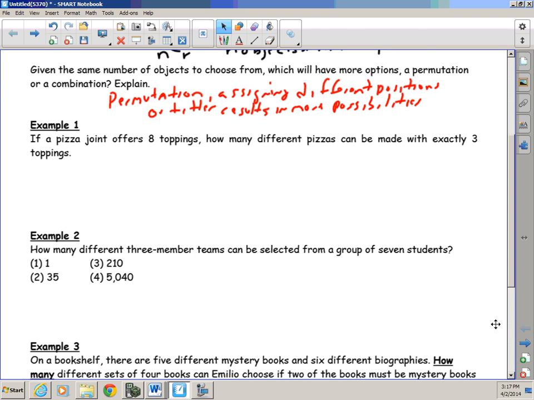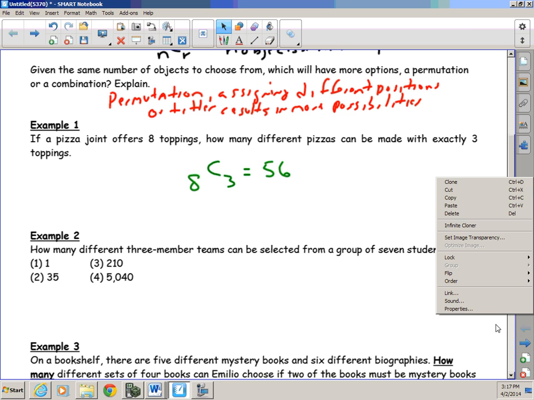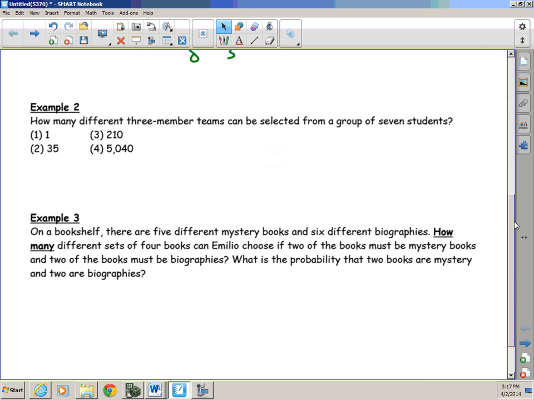Okay. So a pizza parlor offers 8 toppings, and I want 3 toppings on my pizza. How many different ways can I do that? Well, hopefully you recognize that that's a combination, because it doesn't matter what order the toppings go on. It's just that you want those 3 toppings. A very common situation: how many different 3-member teams can be chosen from a group of 7 students? 7C3 or 35.